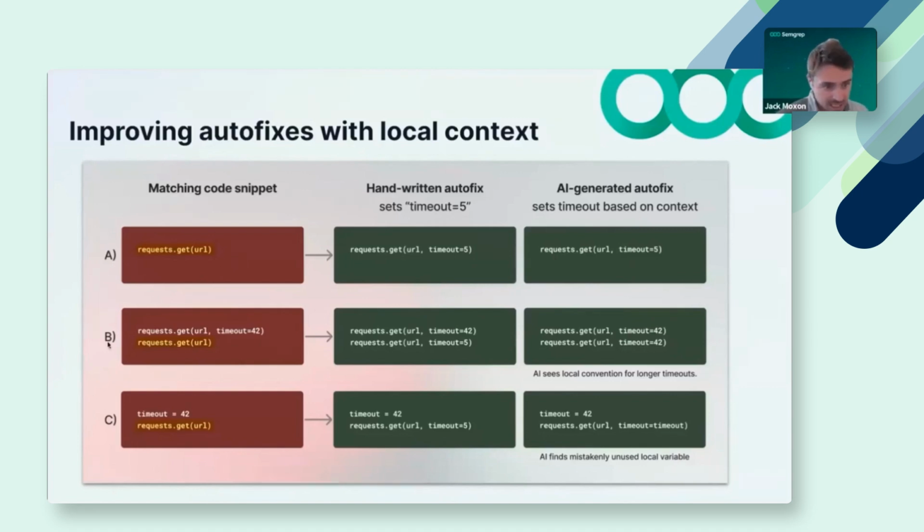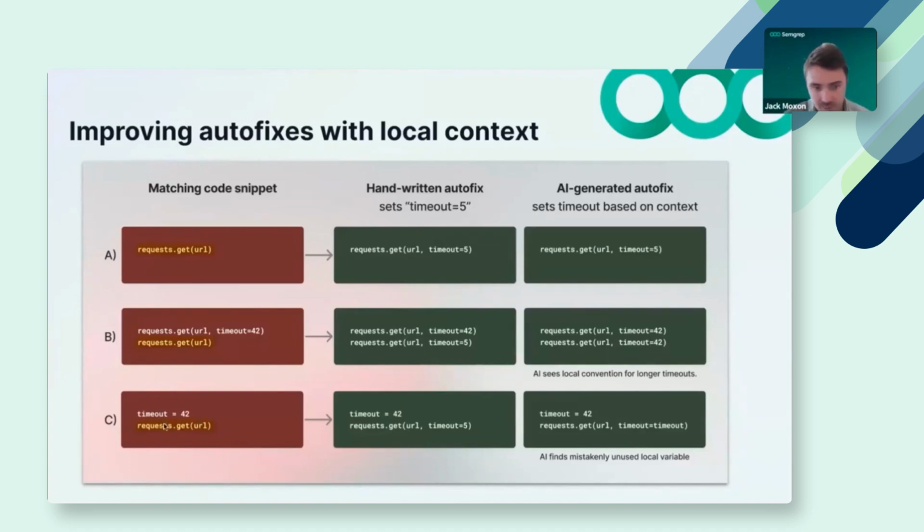So in example B, earlier in the file, there is a timeout that is set locally to 42. And let's compare the difference between the human written autofix and the AI generated autofix. In the human case here, it's hard coded, right? So it's just going to say, let's set the timeout to 5. But where LLMs and AI are very powerful is they see there's a local convention in this file that sets a longer timeout of 42. And so instead of getting a hard coded number, you get an improvement here by using AI.